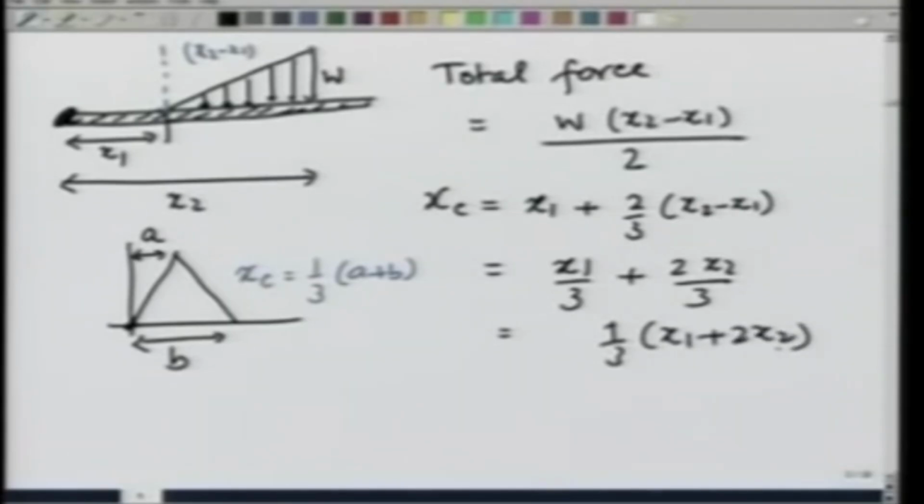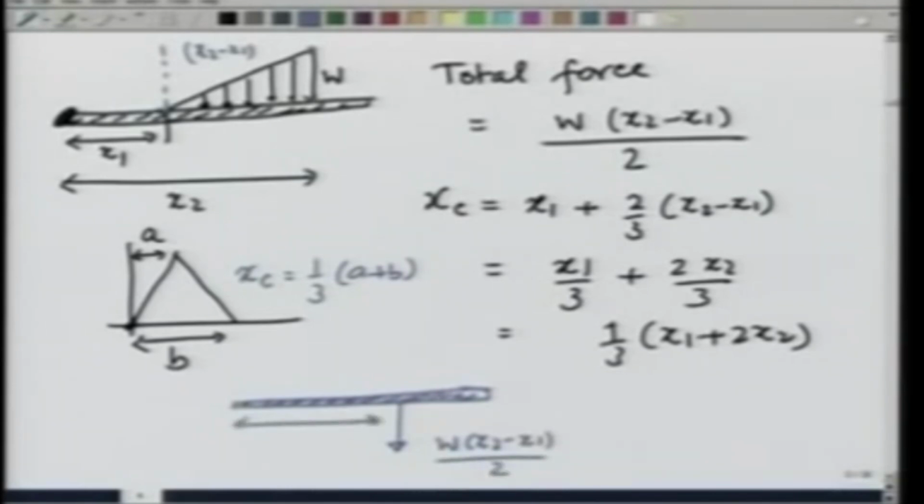So, if I were to look at this load, effectively how it is working is, this is the beam, then the load can be effectively replaced by a force of W (x2 minus x1) divided by 2 acting at a distance of 1/3 (x1 plus 2 x2) from this point. This is another example of how we apply the concept of first moment and the centroid in mechanics.